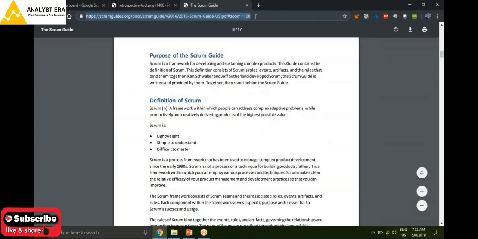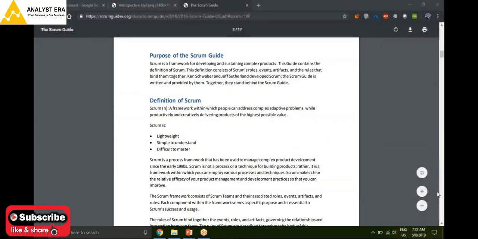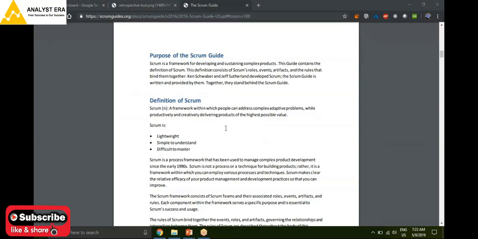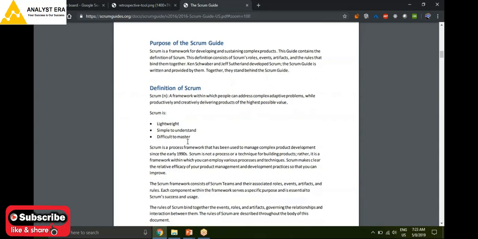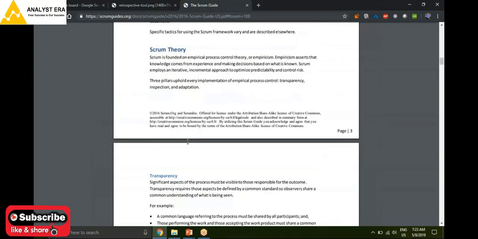So essentially, let me just ping this. There's one thing which you can refer to. Whatever we have spoken about is all present inside this. Just pick that up. This is one of the guides which we can look at whenever we want to understand Scrum. It defines what Scrum is. It's lightweight, simple to understand and difficult to master, essentially, as we just spoke. It's easy to understand and difficult to implement because there are a few things which teams take time on.